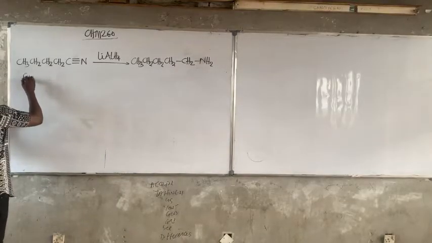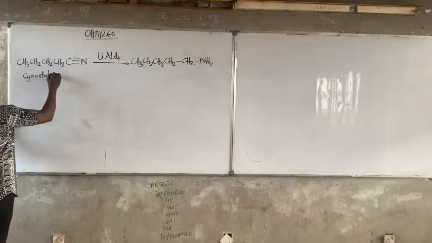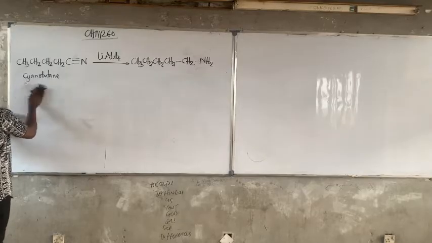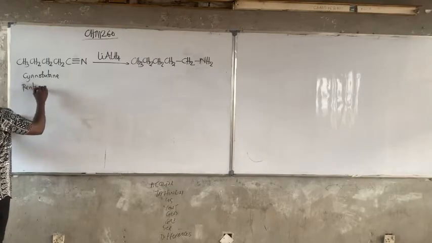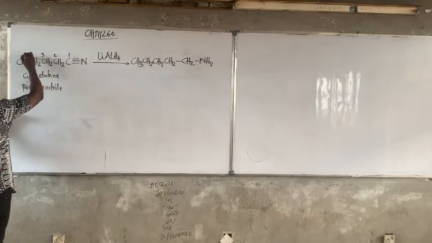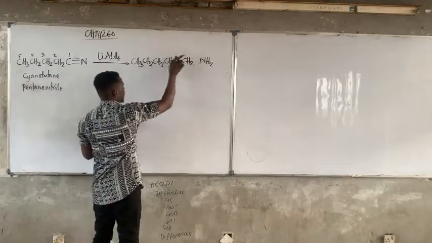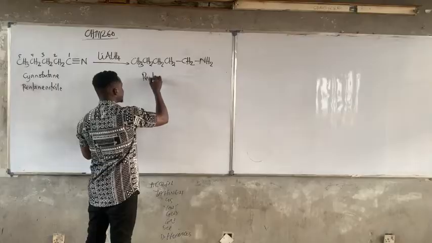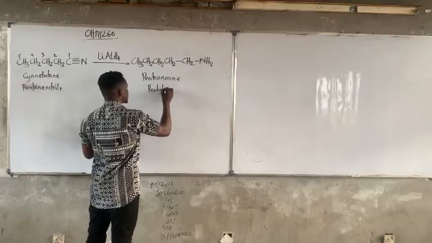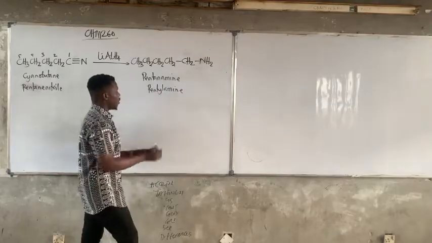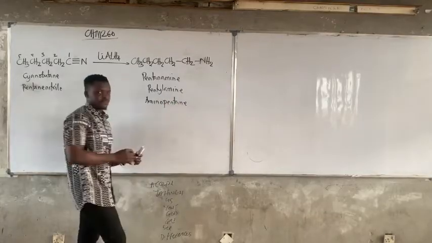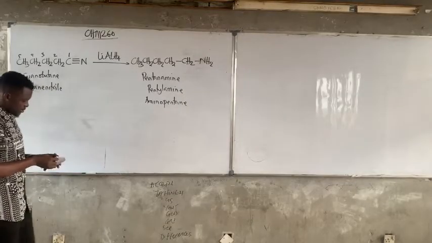So this is cyanobutane, which can also be named as pentane nitrile. If you're naming it as pentane nitrile, you count from the carbon of the cyanide: 1, 2, 3, 4, 5. This is pentane amine or pentyl amine or amino pentane. So these are the three names for that product.